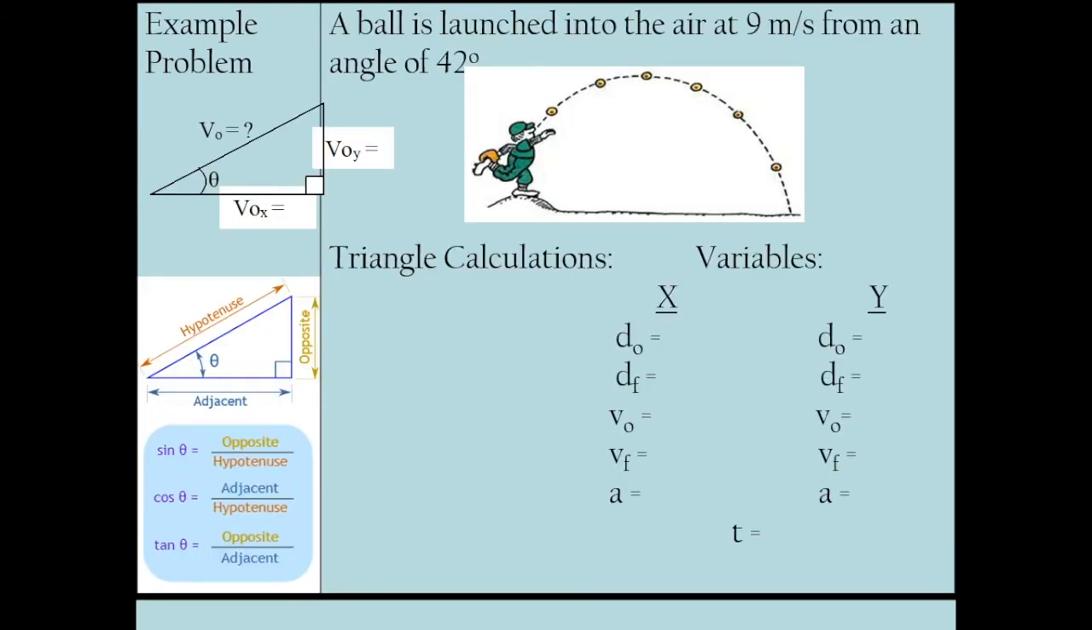So here's our first problem. As you can see, there's a lot of stuff going on here, so let's dive into it. It says a ball is launched into the air at 9 meters per second from an angle of 42 degrees.